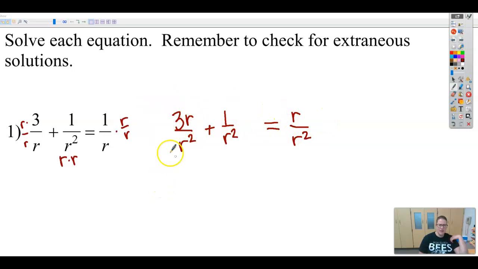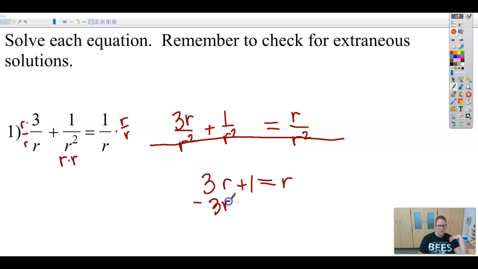I guess it's kind of like if I wanted to, I could multiply both sides by r squared, and it would just cancel all the r squareds out. So once those denominators match on the bottom, you don't need them anymore, okay? So now I can just forget about them and just work on the problem across the top. So 3r plus 1 equals r, okay? So now I just solve this as normal for r.